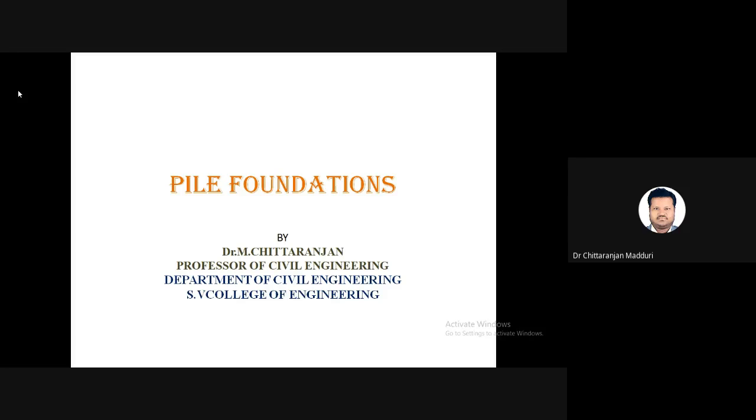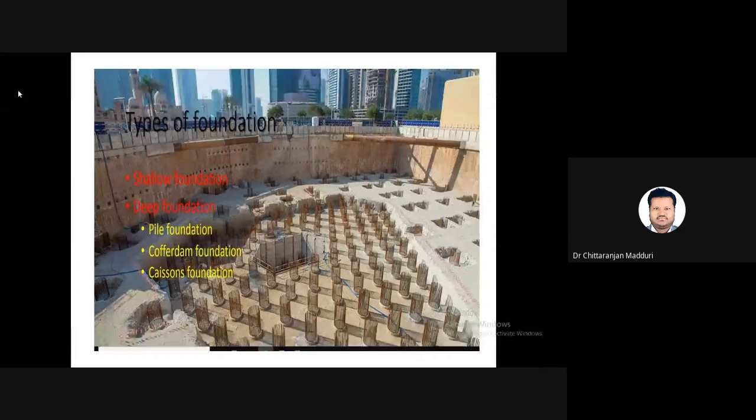Today I am going to discuss the topic pile foundations. So we have two types of foundations. One is shallow foundation, another one is deep foundation. According to Terzaghi, if the breadth of the footing is greater than the depth of the footing, the foundation is known as a shallow foundation. If the depth of the footing is more than the width of the footing, the foundation is known as a deep foundation. For example, deep foundations are pile foundation, caisson foundation, and coffer dam foundation. So, these three are examples of deep foundation.